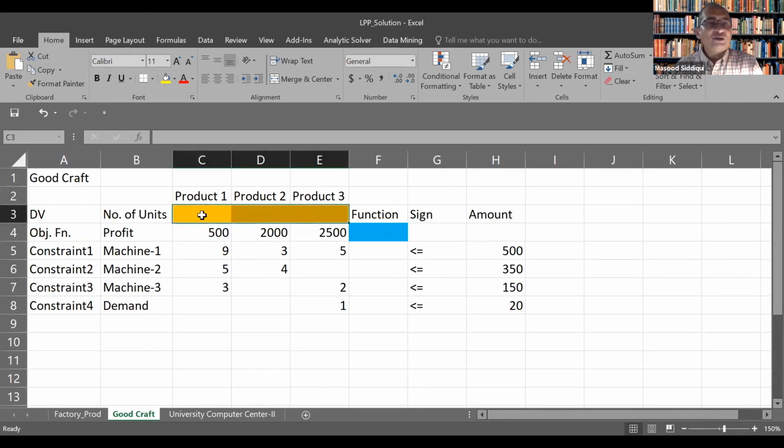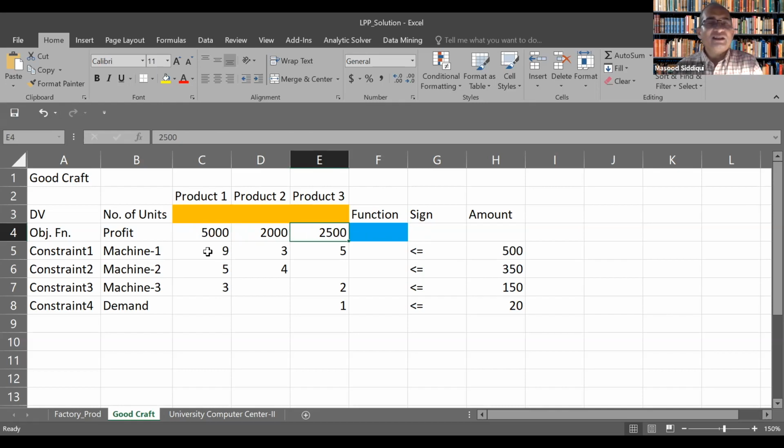Cell C3 denotes P1, right? Cell D3 denotes P2, cell E3 denotes P3. And the objective function coefficients are, this is actually 5000. So let me correct it. So this is actually 5000. Right? This is 5000, right? And then we have 2000 for the second product and 2500 for the third product, right?